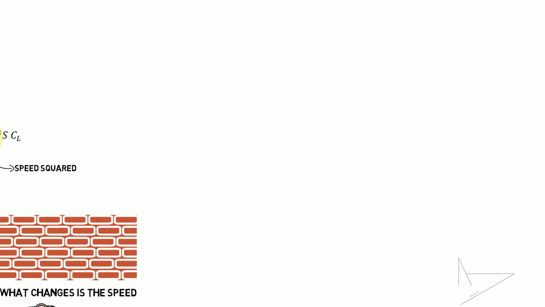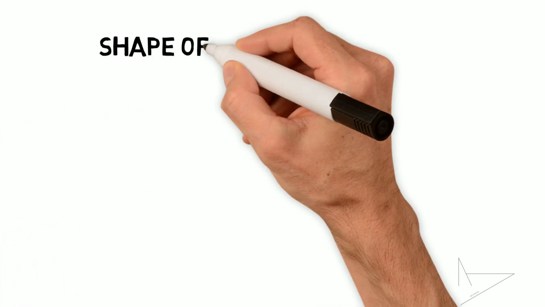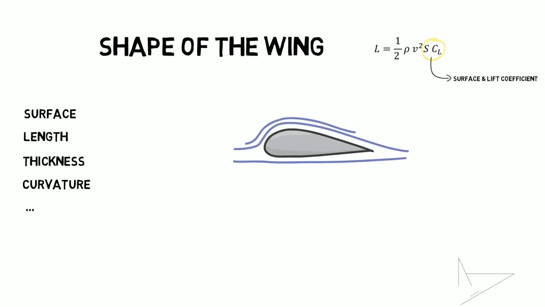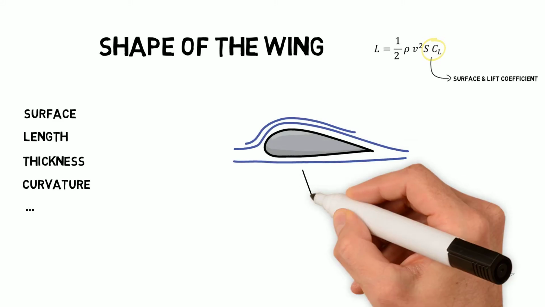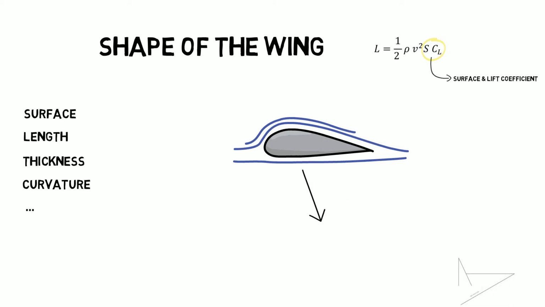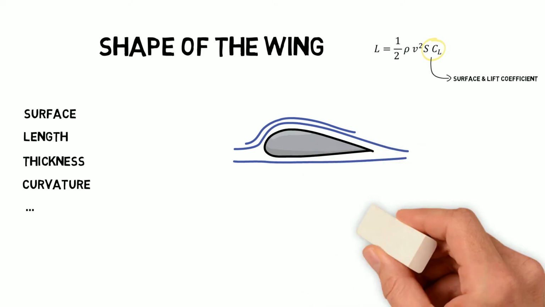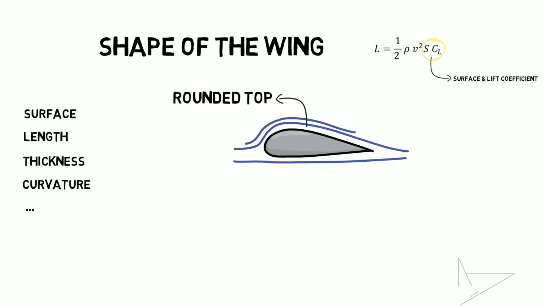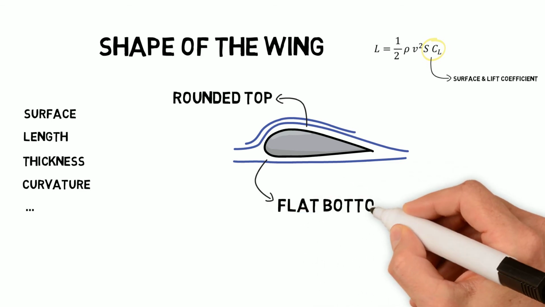The last element of the formula of lift is the shape of the wing. There are many aspects to it: surface, length, thickness, curvature, and so on. But there is one I want to talk about: the airfoil. If you imagine slicing the wing and looking at it from the side, you see the airfoil. Airfoils come in a huge variety of shapes and can even change between sections of the same wing, but they generally all have a slightly rounded top and a relatively flatter bottom.